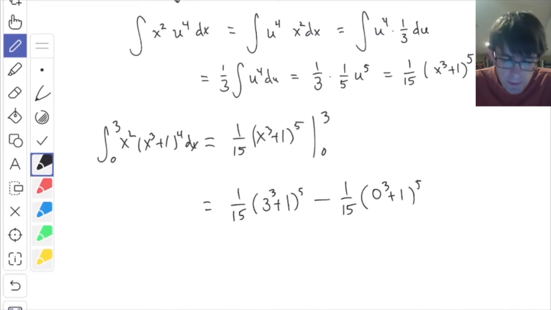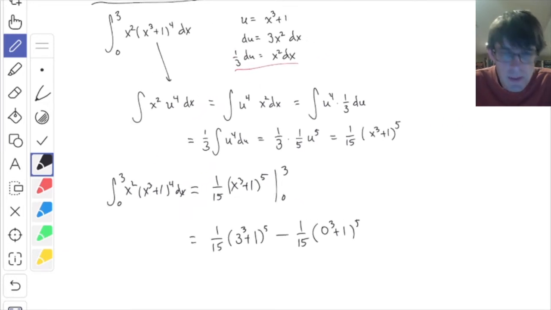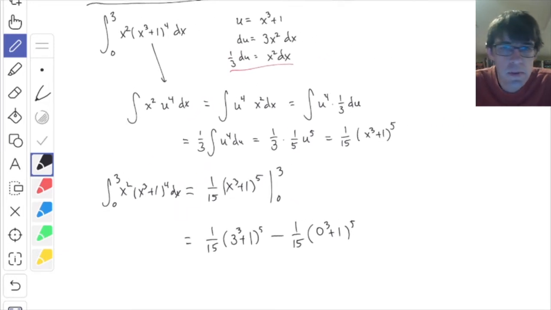Any thoughts about that one? This one's a little tricky. A lot of steps. This is how you do the fundamental theorem in a problem which requires u substitution. All right, I'm satisfied with that.